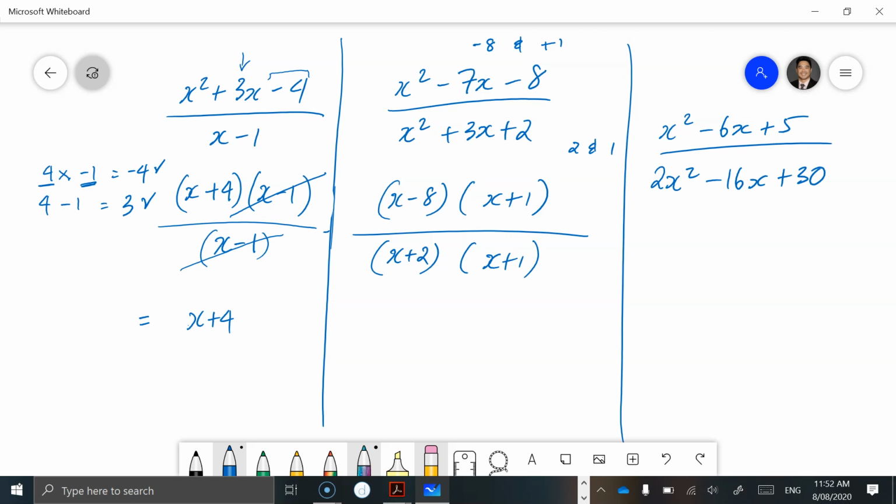Do we have common brackets? Yes, we do. X plus 1 and x plus 1 can cancel out. The other two, they can't, so don't force it. X minus 8 is on the top. X plus 2 is on the bottom.